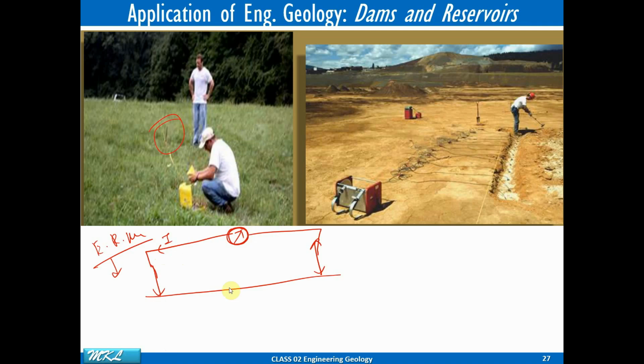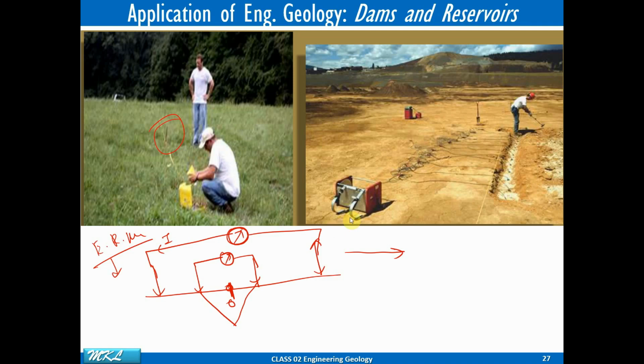We also use some potential electrodes, steel electrodes, to measure the potential between two points, okay? So this middle point will be your observation point, and if you measure the potential at this location, then you will get the value at this observation point. After taking the data at this location, you will be moving the entire system in this direction, along a line. So this is how the resistivity method generally works.